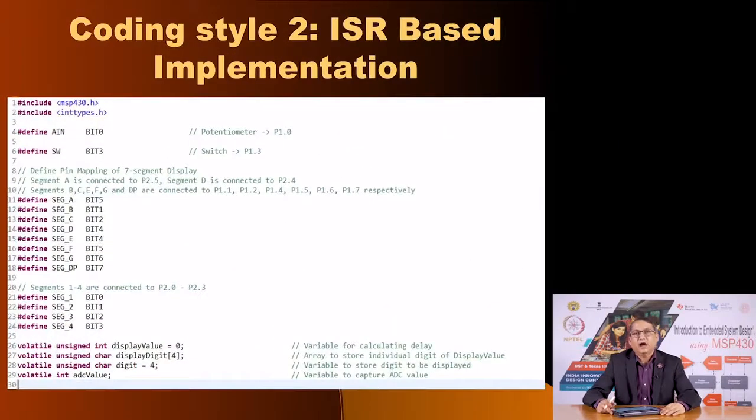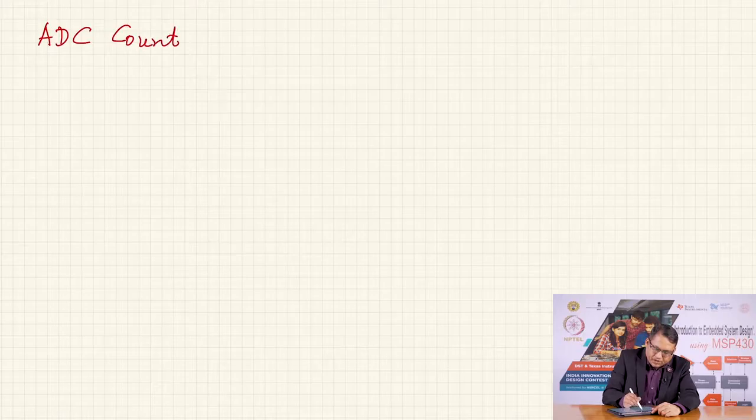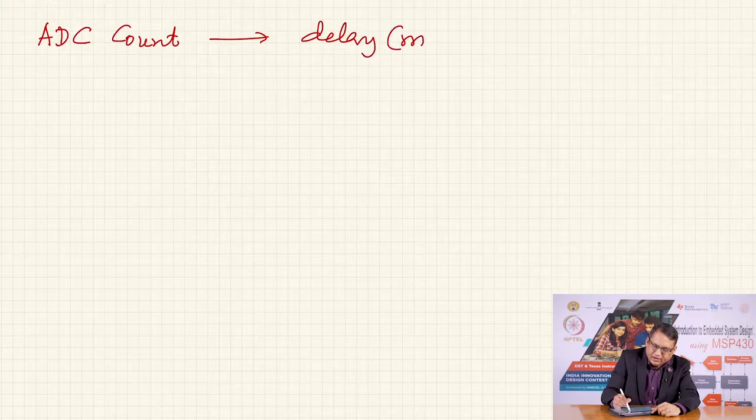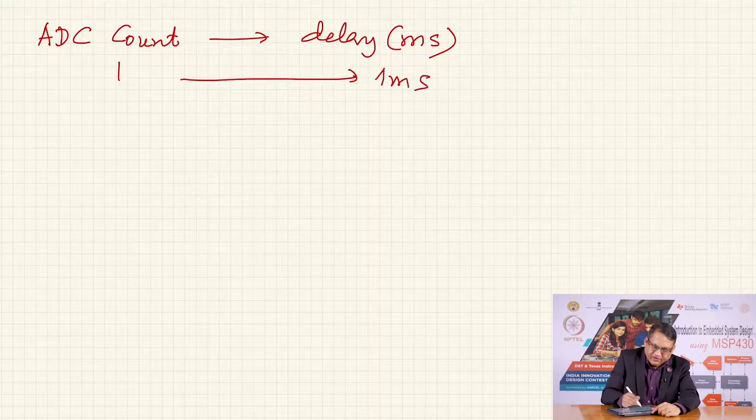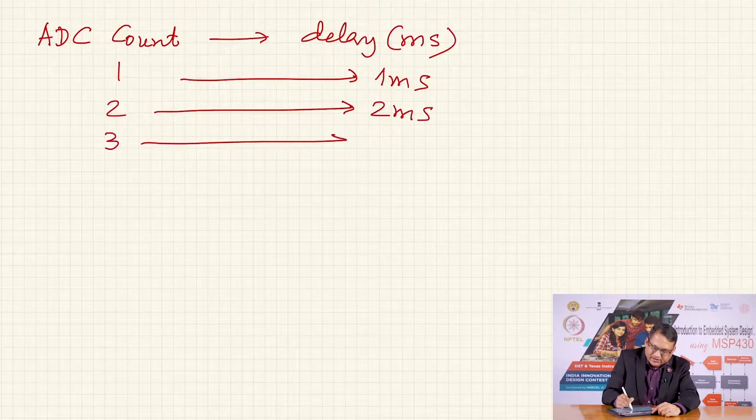But before that, I also want to talk about how this whole mapping of ADC value directly to a delay value is not a very good idea, and let me explain what I mean by that. We said the ADC count is directly the delay time in milliseconds. That means if the ADC count is 1, it means 1 millisecond. If the ADC count is 2, it means 2 milliseconds. If the ADC count is 3, it means 3 milliseconds.